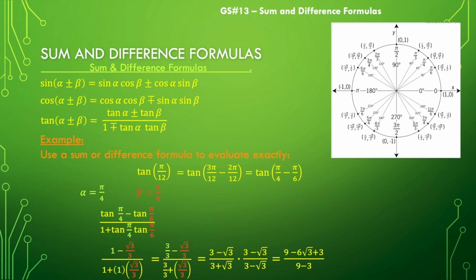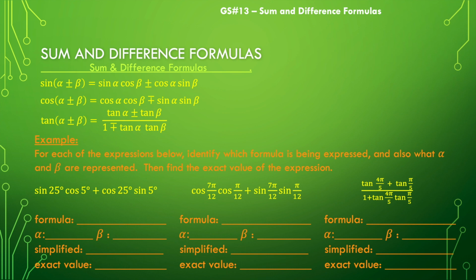So we should end up with 9 minus 6 rad 3 plus 3 all over 9 minus 3. When I simplify this, I end up with 12 minus 6 rad 3 over 6, which is 2 minus rad 3. Okay, we're going to go on and look at one more type of example here. These are a little easier now that we've worked with these formulas a little bit.